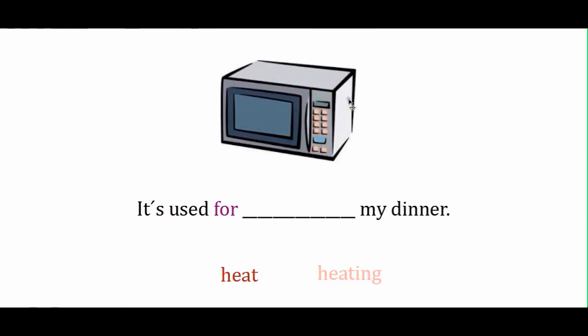So here we have a microwave. And what is the function of a microwave? It's used for heating my dinner. Well, we have for, so we need to use the gerund, okay? We only use the base form of the verb if it follows to. But because we've used for, we would use heating. It's used for heating my dinner.